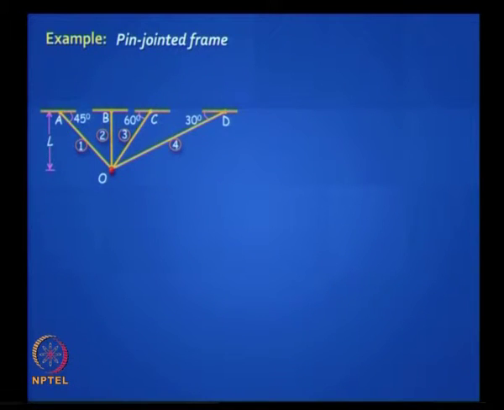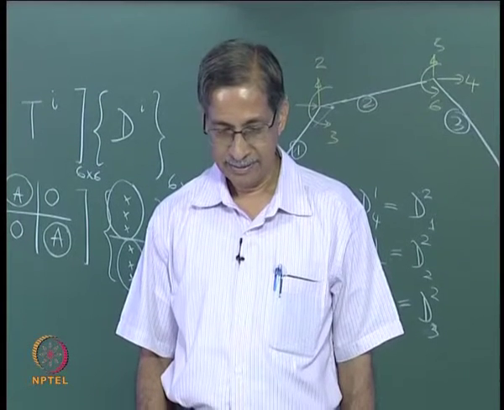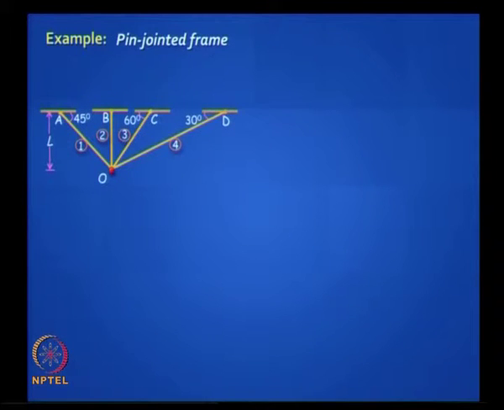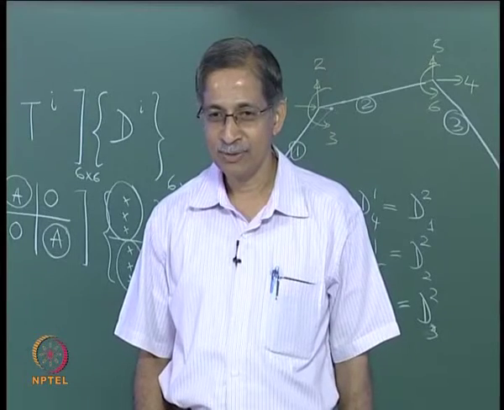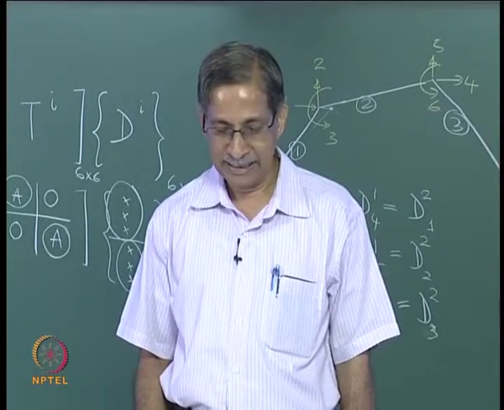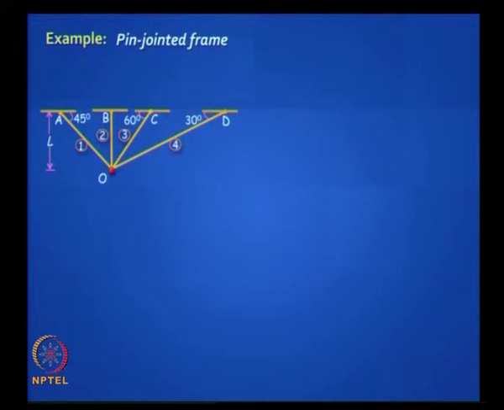Let us give an example. Okay, this is a pin jointed truss, pin jointed frame. How many active degrees of freedom do you think there are? It is a plane truss. 2, sir. Where can you apply loads? Only at O. A, B, C, D are all supports. So 2 active degrees of freedom. These are coordinates 1 and 2, right? One along the global X and one along the global Y.